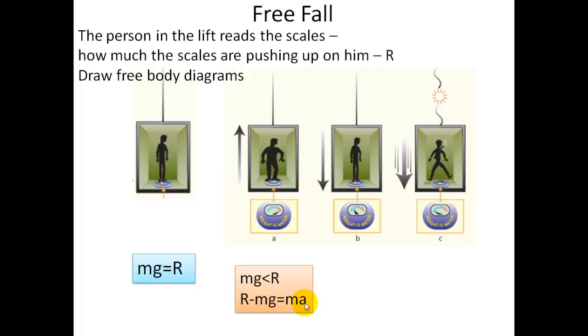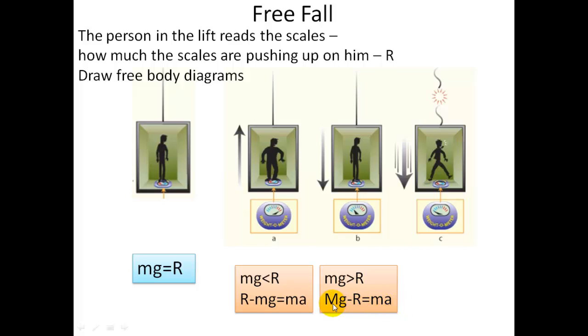On the other hand, if he's at the top of the lift and he starts to accelerate downwards, then he's going to have a lower reaction. His weight is still the same. He is still going to have the same mass. He will still have the same weight at the same point in the gravitational field. But it looks to him that his weight is smaller. His weight is not smaller. His reaction is less. So the reaction is smaller than his weight, which is mg. And the difference will give you the unbalanced force, mass times acceleration. So mg minus R is equal to ma.